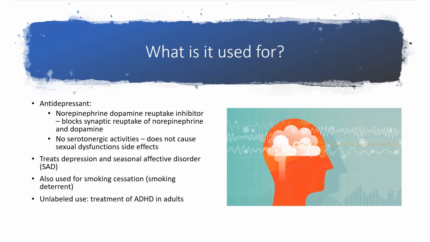Specifically, Bupropion treats depression and seasonal affective disorder, or SAD. However, it also has some unlabeled uses and just other uses in general. It's used as a smoking deterrent, so for smoking cessation, and it is also used to treat ADHD in adults. So it has many uses, but the main use is that it's an antidepressant.